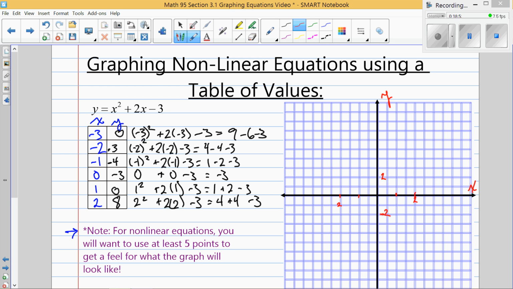To plot these, I'm just going to do what I've been doing. So let's take green. Green sounds like fun. I'm going to start with negative 3, 0. I'm going to go negative 2, negative 3, 1, 2, 3. And then negative 1, negative 4, 0, negative 3, 1, 0. And then my 2 should be up at 8. 1, 2, 3, 4, 5, 6, 7, 8.